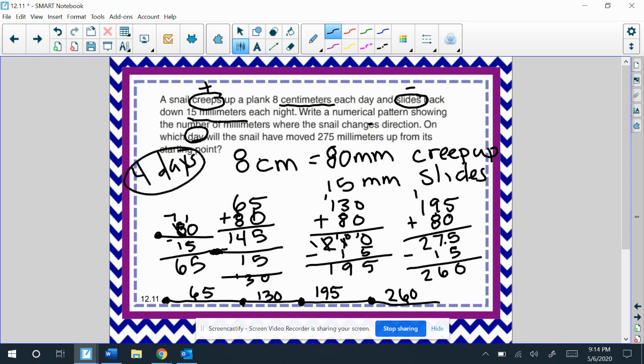This was a more challenging one. I hope you kind of did it with me and understood somewhat about the patterns that we were doing. We were adding 80 and subtracting 15. That makes it a pattern.